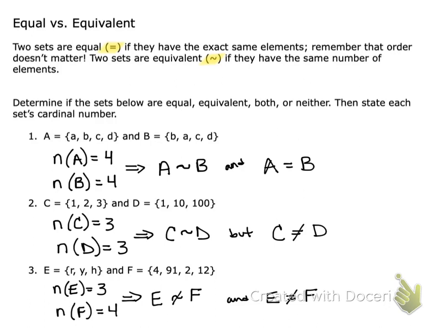So here's my question. Can 2 sets be equivalent but not equal? Yes, we had an example in number 2. Can 2 sets be equal but not equivalent? No, should be your answer. No. Because if they have the exact same elements, then they should have the same number of elements. Okay.